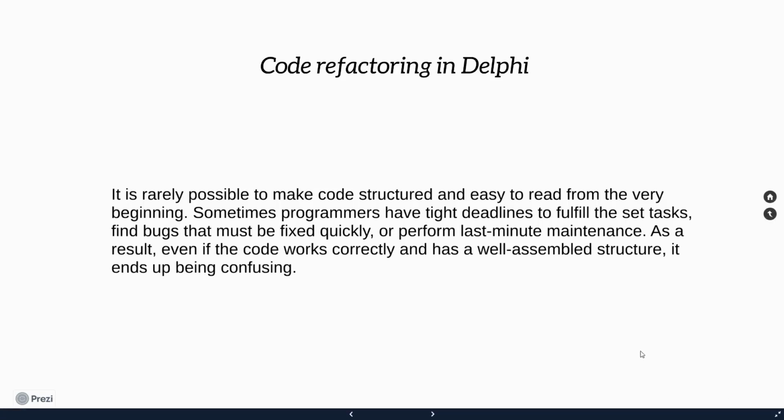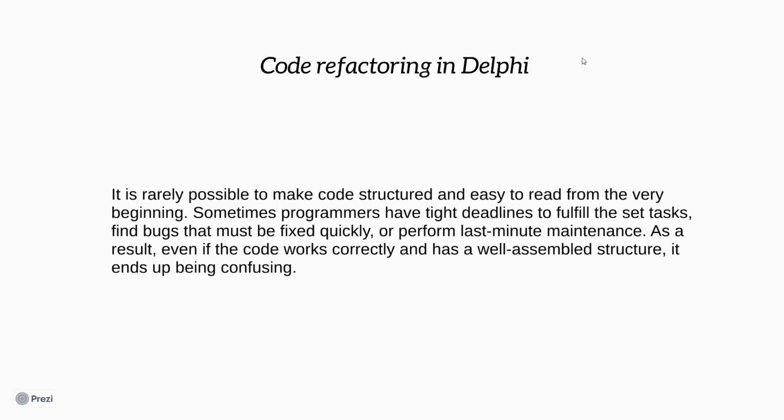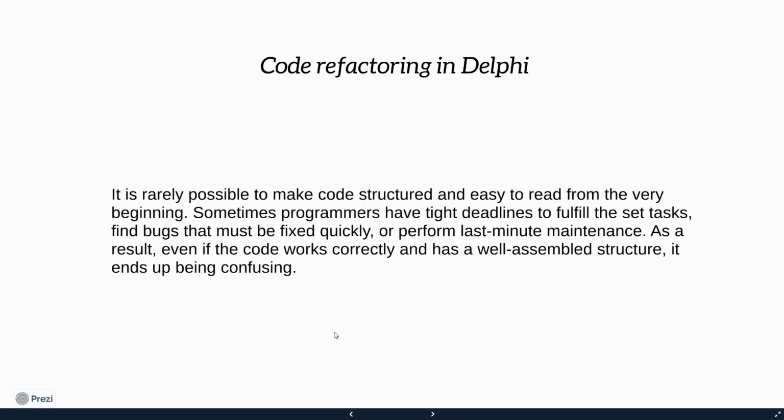It is rarely possible to make code structured and easy to read from the very beginning. Sometimes programmers have tight deadlines to fulfill the set tasks, find bugs that must be fixed quickly, or perform last-minute maintenance. As a result, even if the code works correctly and has a well-assembled structure, it ends up being confusing.